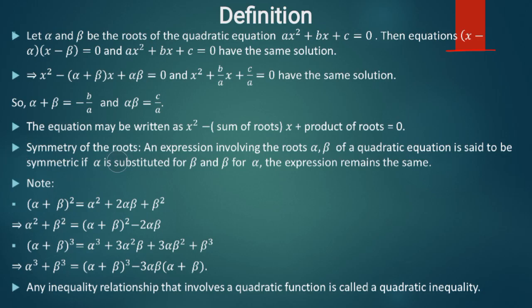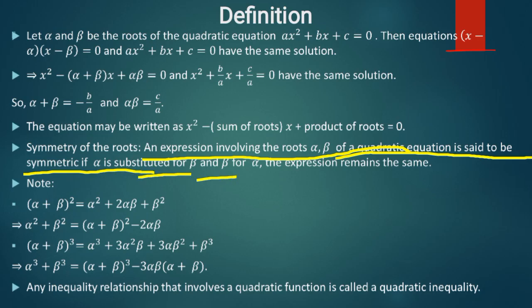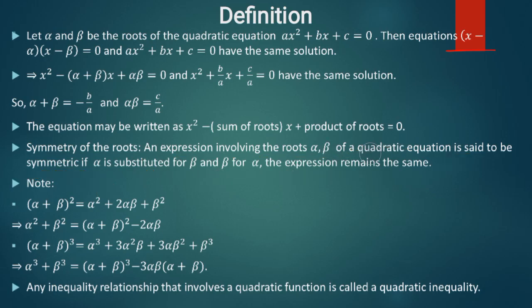So, symmetry of roots, what do we mean by that? An expression involving the roots alpha and beta of a quadratic equation is said to be symmetric if, when alpha is substituted for beta and beta for alpha, the expression remains the same. So once the expression remains the same when you interchange the values, then we say we have symmetry of roots. Okay, I need you to know these expansions you can see on the screen by heart.